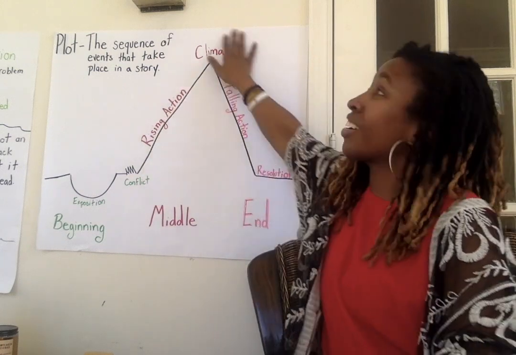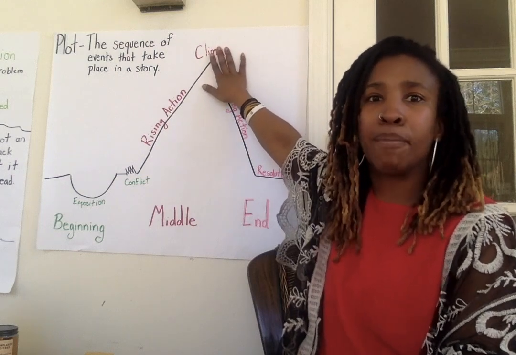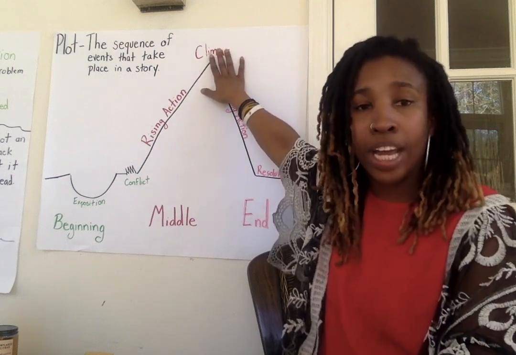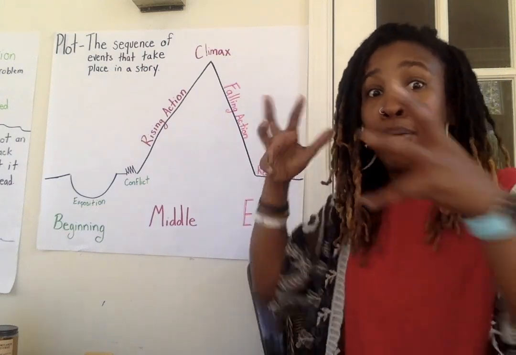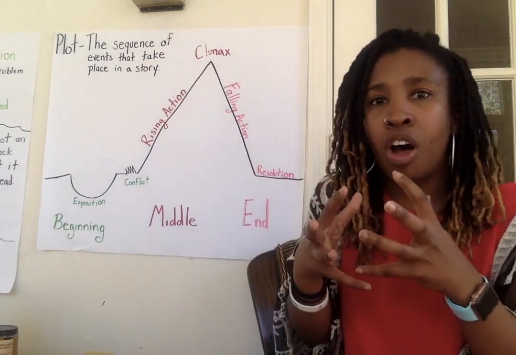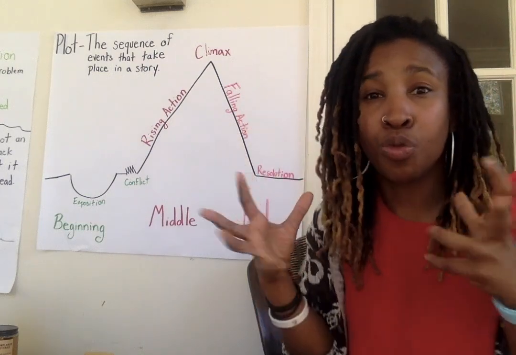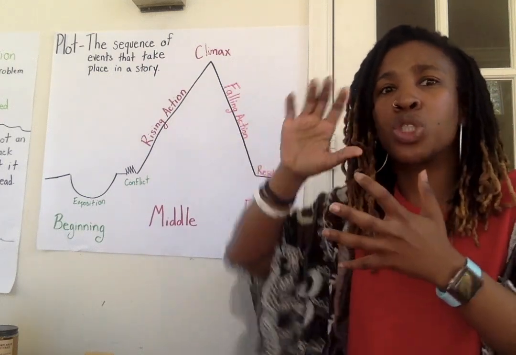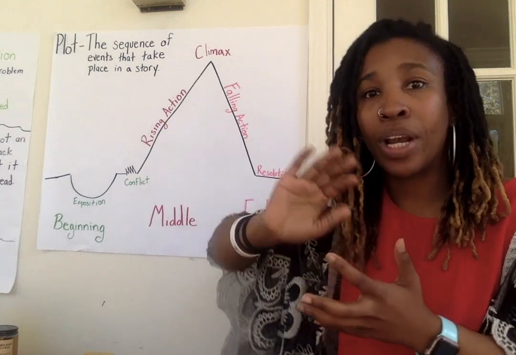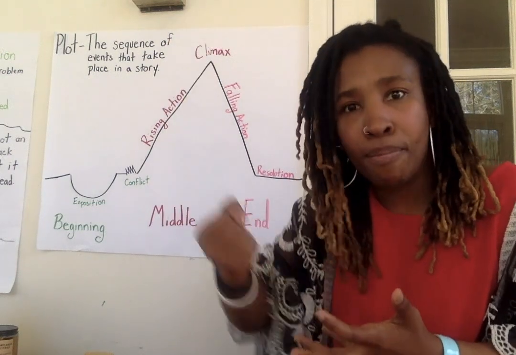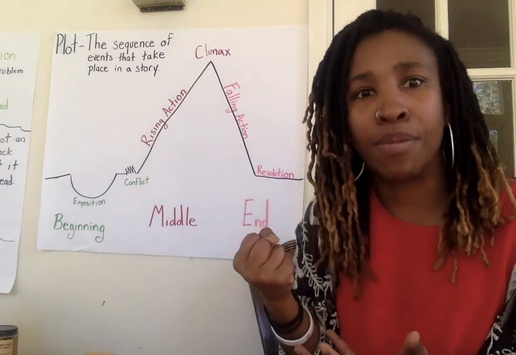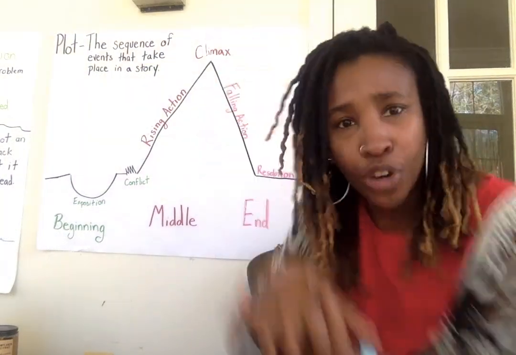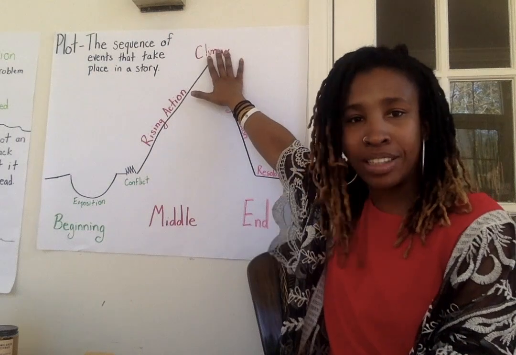Then we reach our climax. Our climax is the big moment in our story. It's where our character either faces their problem. It's where the problem gets bigger. It's where the author might surprise the reader. It's also where our story hits its turning point, where we're like, oh, now we're about to get to them fixing this problem. Oh, they overcame that. They faced it and they overcame it. That all happens in the climax.